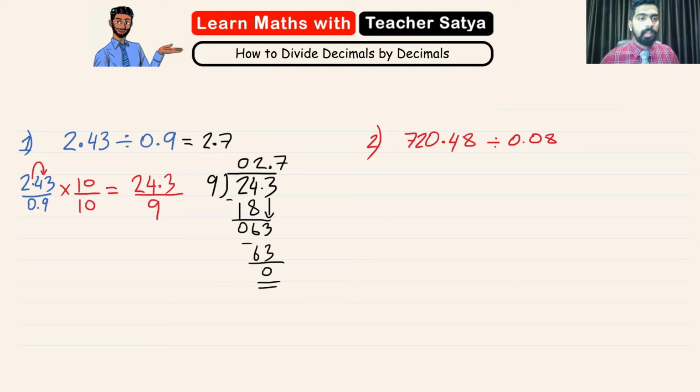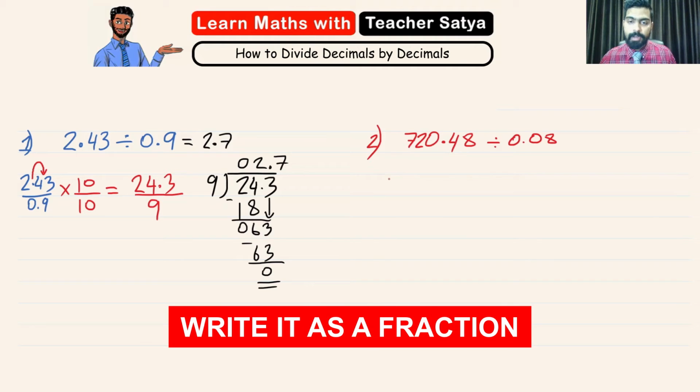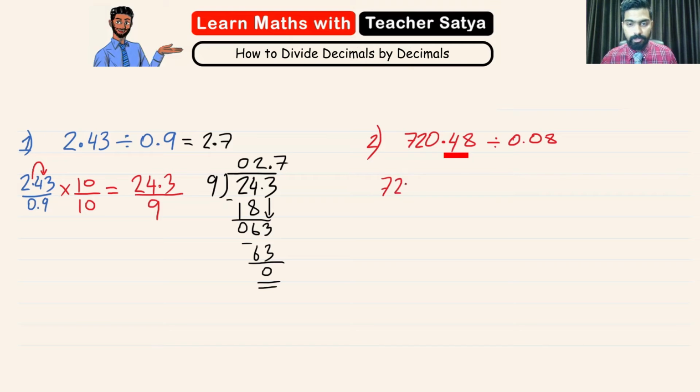Now let's go to question number 2. Again, like the previous question, step number 1, we will write it as a fraction. So we have 72.048 divided by 0.08. Now here we see that in the denominator there are two decimal places. Therefore we will multiply both the numerator and the denominator by 100, so 100 over 100.